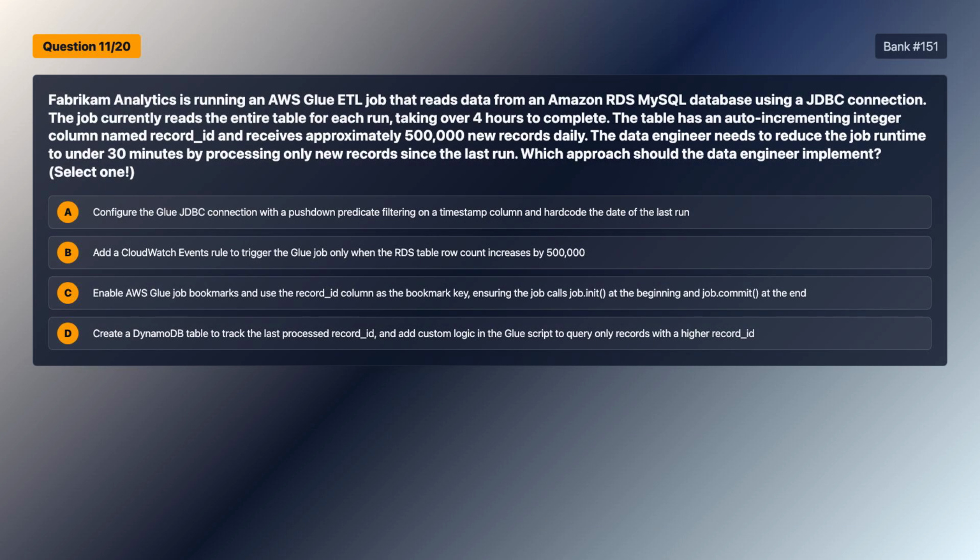Question 11. Fabrikam Analytics is running an AWS Glue ETL job that reads data from an Amazon RDS MySQL database using a JDBC connection. The job currently reads the entire table for each run, taking over 4 hours to complete. The table has an auto-incrementing integer column named record_id and receives approximately 500,000 new records daily.